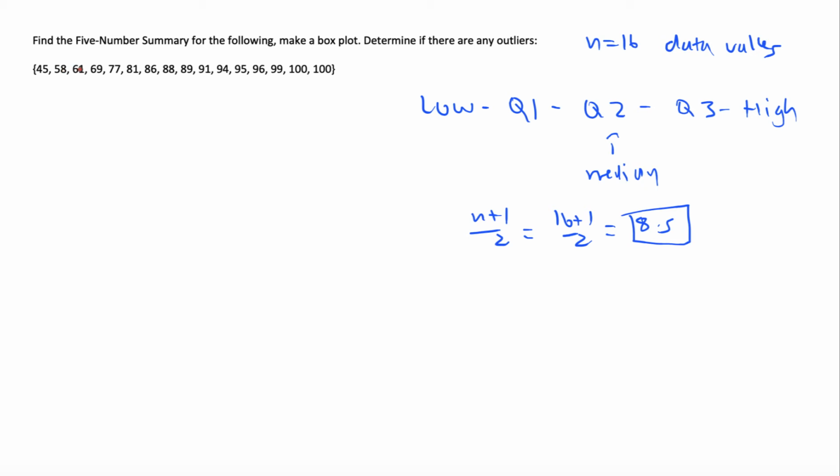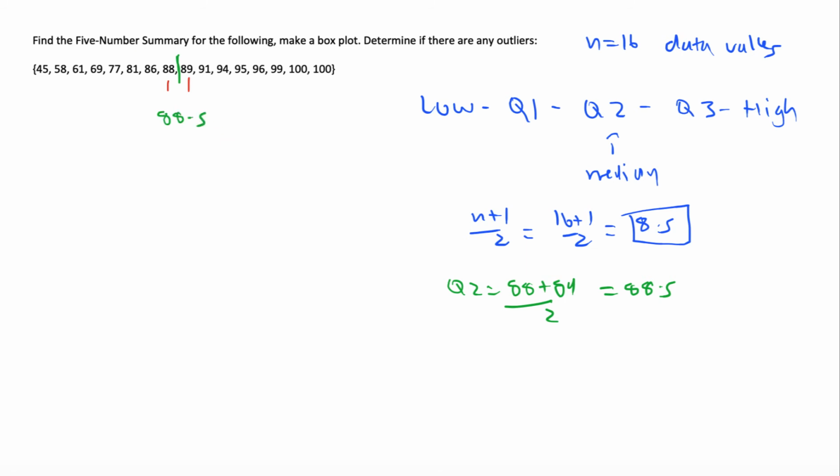If we count in order, which one's the 8th number? This is the 8th number, and this one is the 9th number here. So the median would be halfway in between. Q2 would be 88 plus 89 divided by 2, which is 88.5. So the median would be right over here, 88.5. That is Q2, or the median.